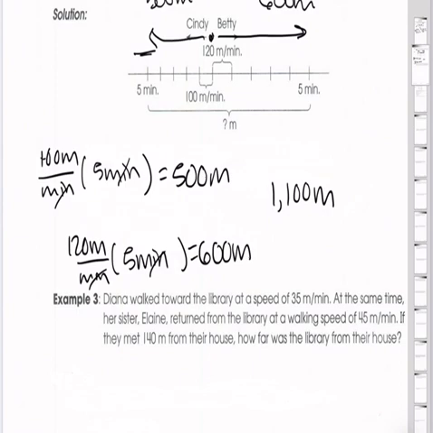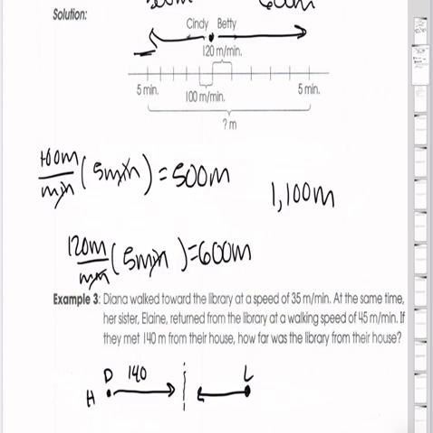Okay, one more example. Diane walked towards the library at a speed of 35 meters per minute, and at the same time her sister Elaine returned from the library at a walking speed of 45 meters per minute. If they met 140 meters from their house, how far was the library from their house? So it's easiest to draw this out. So let's say that's the library, L, and Diane is somewhere over here, and this is her house. She's starting at her house, and she walks towards the library. And at the same time, her sister Elaine leaves the library, and they meet somewhere in the middle, 140 meters out from the house. So Diane went a total of 140 meters out.